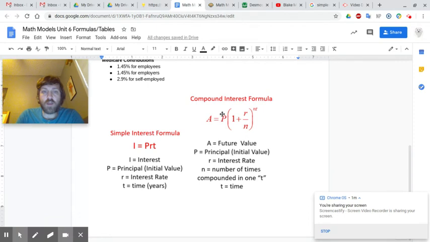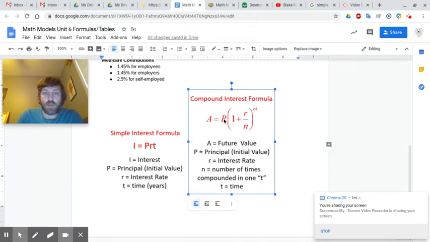So we're still going to have P, which is going to be the value for the initial amount, the amount you're putting into the account or the amount you start with. You still have an R. You still have a T. You can see that's up here. And you can see we're going to be dealing with something that's a little bit more complex. You have a T, which is time. And then you have N. N is the number of times compounded in one T or in 1 year. So if it's quarterly, we would say that that's 4.